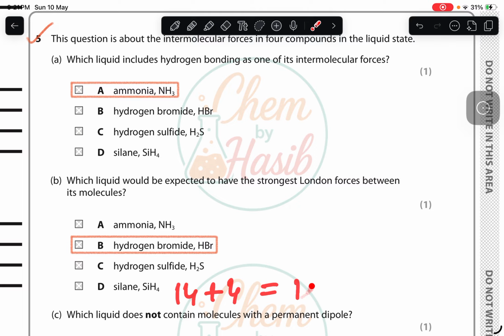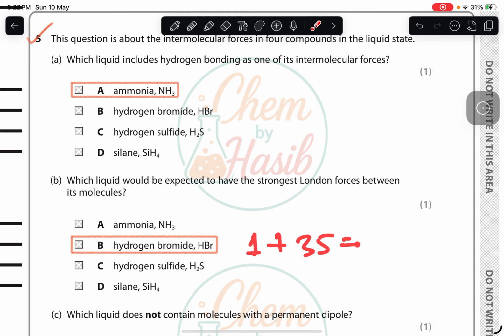Now let us look at hydrogen bromide. Hydrogen has 1 electron, bromine has 35 electrons. So the total number of electrons is the greatest in hydrogen bromide. So hydrogen bromide will have the strongest London forces between its molecules. So the answer would be B.